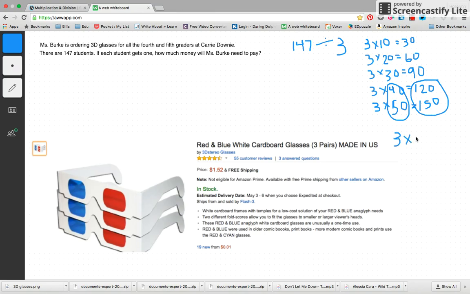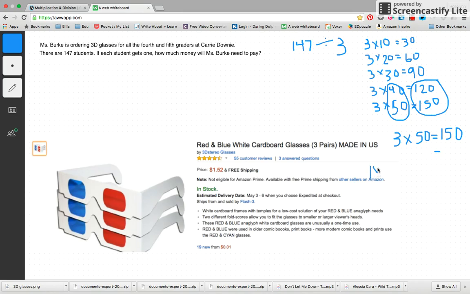which equals 150. And since my total number is smaller than 150, I'm going to start subtracting groups of 3. Because right now I have 50 groups of 3 for 150. And I really just want 147. So I'm going to start subtracting groups of 3.